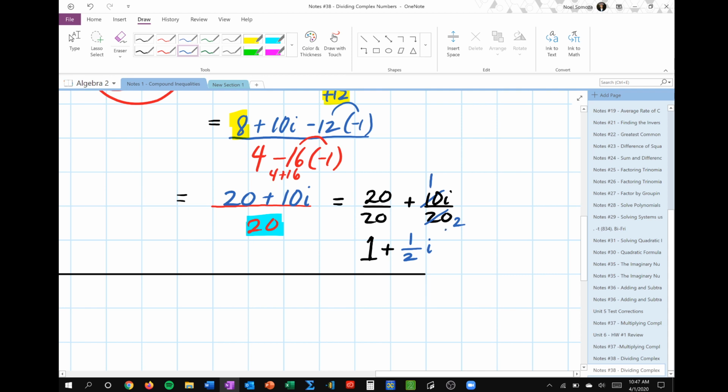All right. So then there's your complex number, 1 plus 1/2 i. And that's the benefit of being able to split it back up into standard form. It helps you reduce where possible.